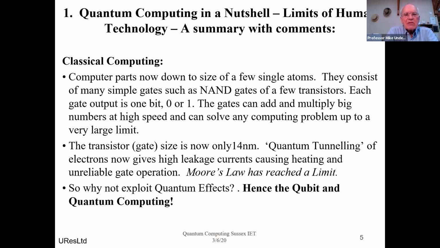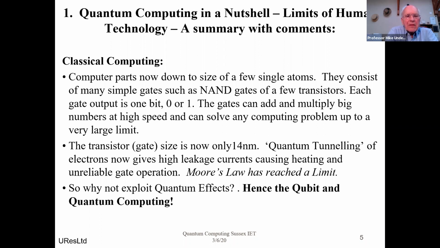So yes, we're down to computer parts the size of a few single atoms. They have lots of very simple gates with a few transistors, and the gates can do in their arrangement pretty well anything, but not necessarily as fast as it could be possible. So in principle, they can solve any computing problem to a very large limit. But let's go on from that.